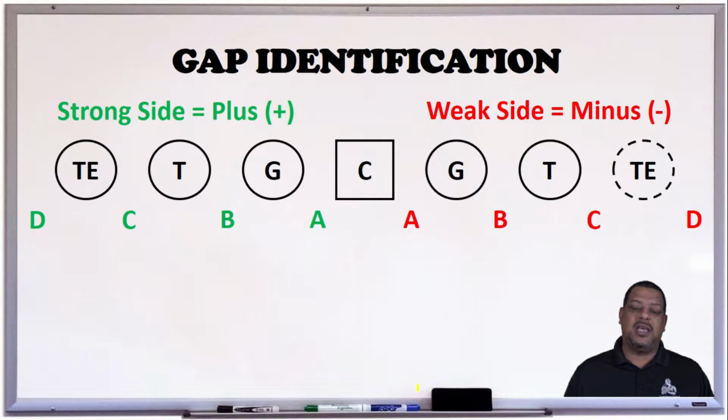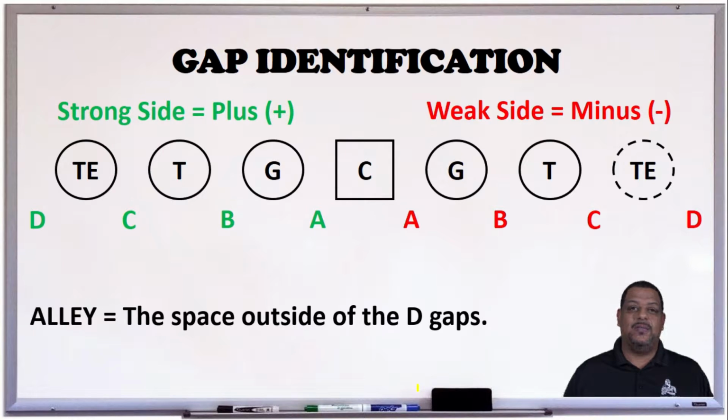Outside of that, you hear this term a lot as well, talking about the alley. You always hear that he ran the alley. The alley is outside of the D gap, between the slot receiver and the last man on the line of scrimmage, so it's typically the offensive tackle or a tight end. That's what we consider the alley, the space outside of the D gap.